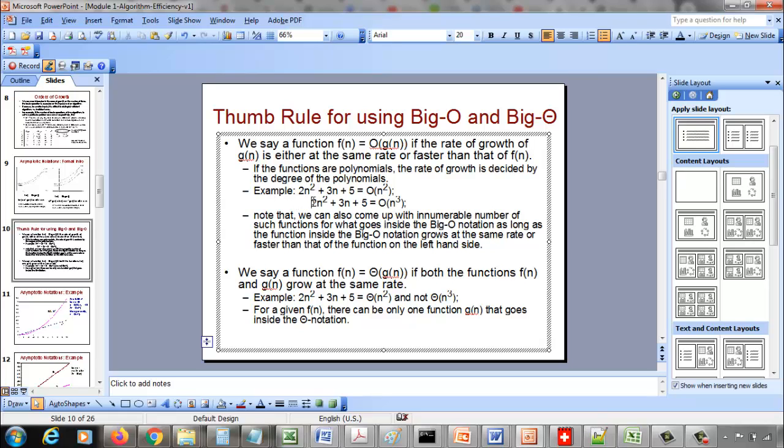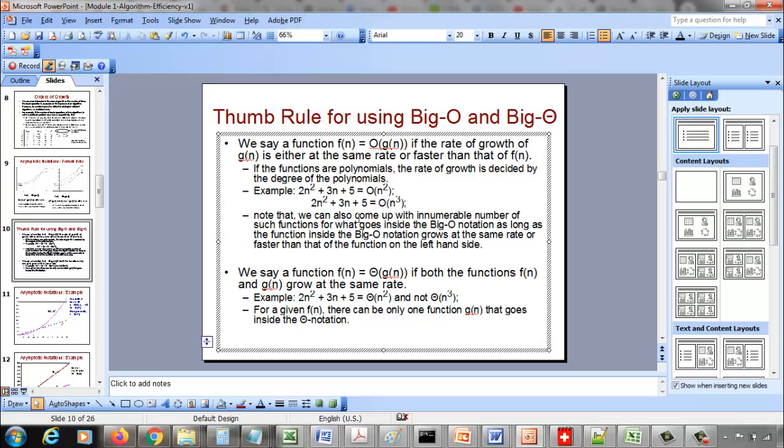So as long as 2n square plus 3n plus 5 grows less than or equal to the function inside the big O notation, we can say f of n is big O of g of n. So the growth of f of n is less than or equal to the growth of g of n. So we can say 2n square plus 3n plus 5 is big O of n square, or big O of n cube, or big O of n to the power 4, or even big O of n to the power 2.5 or n to the power 3.1, or anything that grows at the same rate or faster than the function f of n. So we can see now, in the case of big O notation, there's no one particular answer.